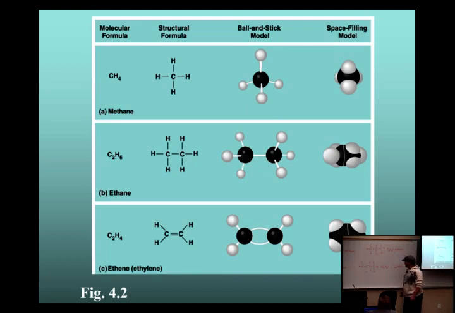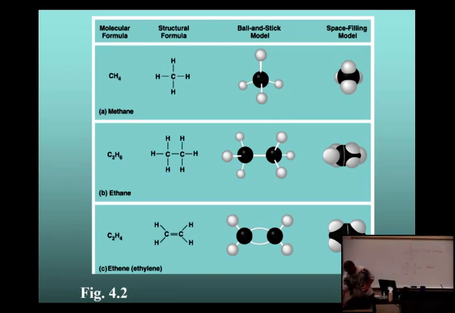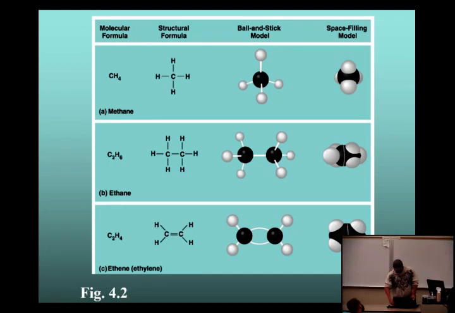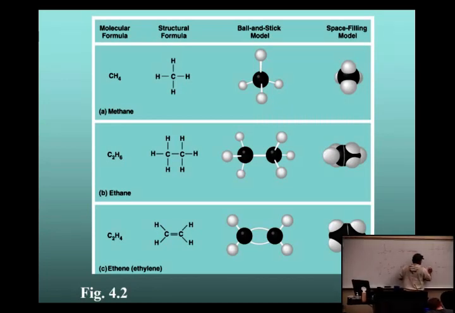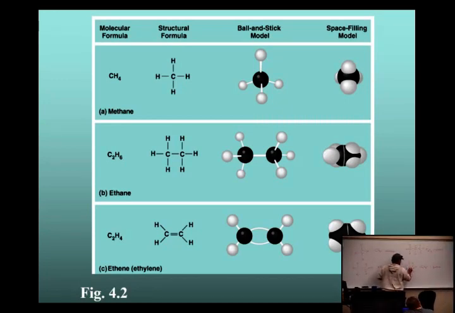1 butene, because we start numbering the carbons, like, another color. So we start numbering the carbons, like so. Did we get that? So because that double bond first appears on the 1 carbon, we call that 1 butene.